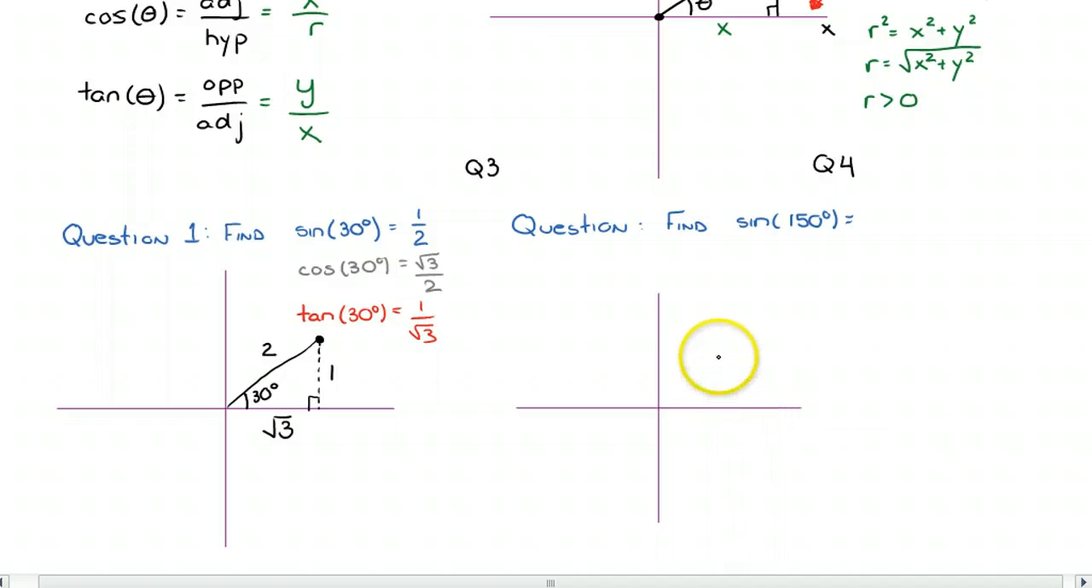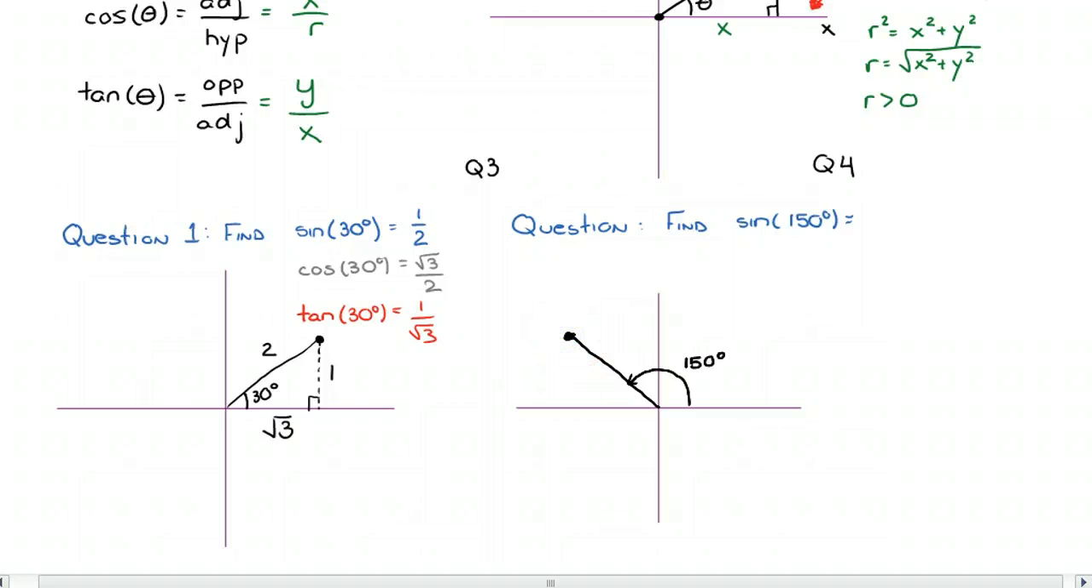Well, if here's 0 degrees, when we get up to the positive y-axis, we're at 90. If I continue on to the negative x-axis, I'm at 180. So 150 degrees is actually going to be, the arm's going to stop somewhere around here. And then we notate it like this. We put an arm and we say 150 degrees.